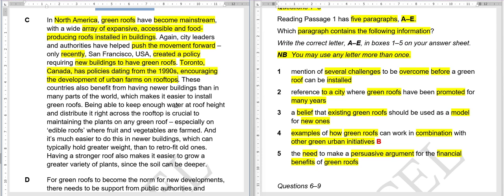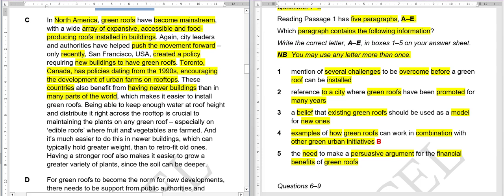These countries also benefit from having newer buildings than in many parts of the world, which makes it easier to install green roofs. Because they have newly built buildings, and other parts, like ancient cities, have old buildings, it is easier for these newly made cities, built maybe 200, 300, 400 years ago. But in many cities around the world, buildings were built 2000 years ago, 5000 years ago, 1000 years ago, something like that. So it's not possible to make green roofs there.